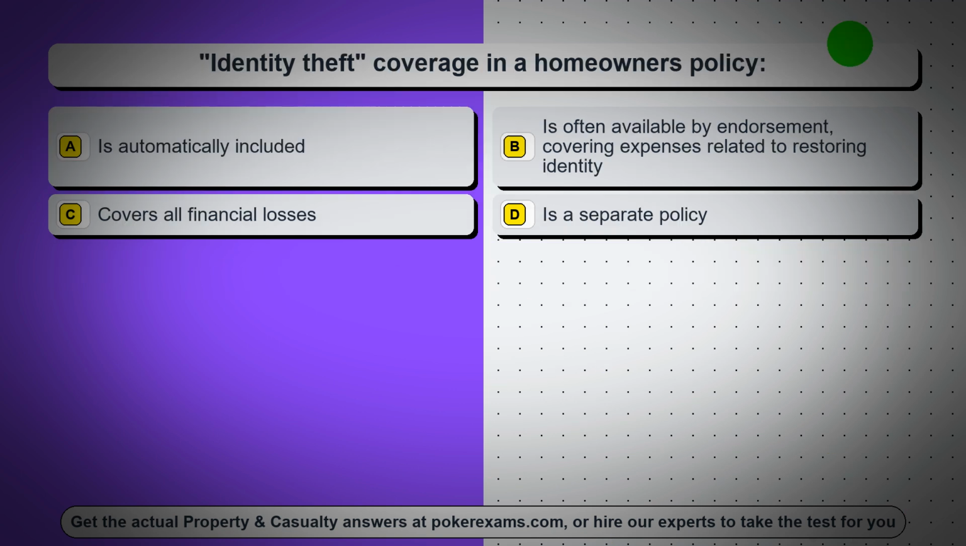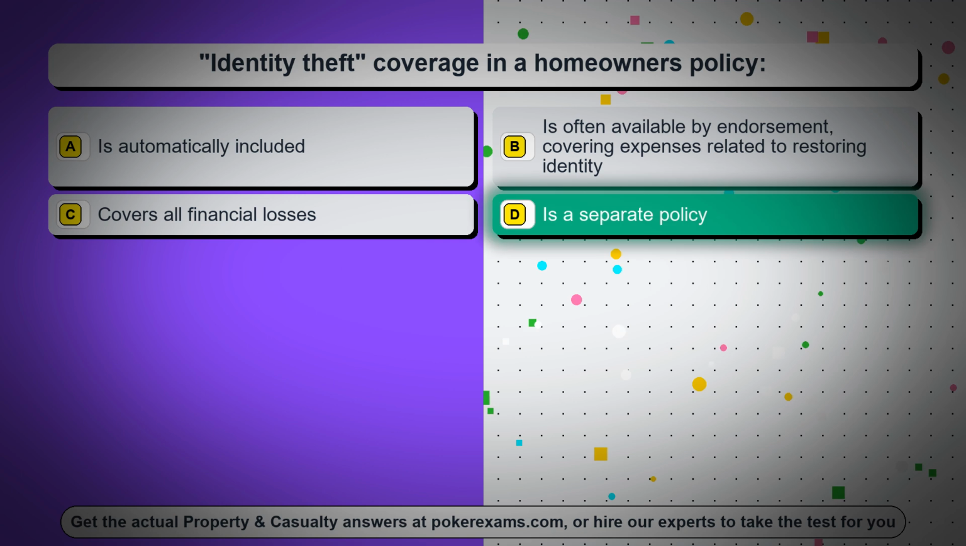Question 87. Identity theft coverage in a homeowner's policy: Option A, is automatically included. Option B, is often available by endorsement, covering expenses related to restoring identity. Option C, covers all financial losses. Option D, is a separate policy.